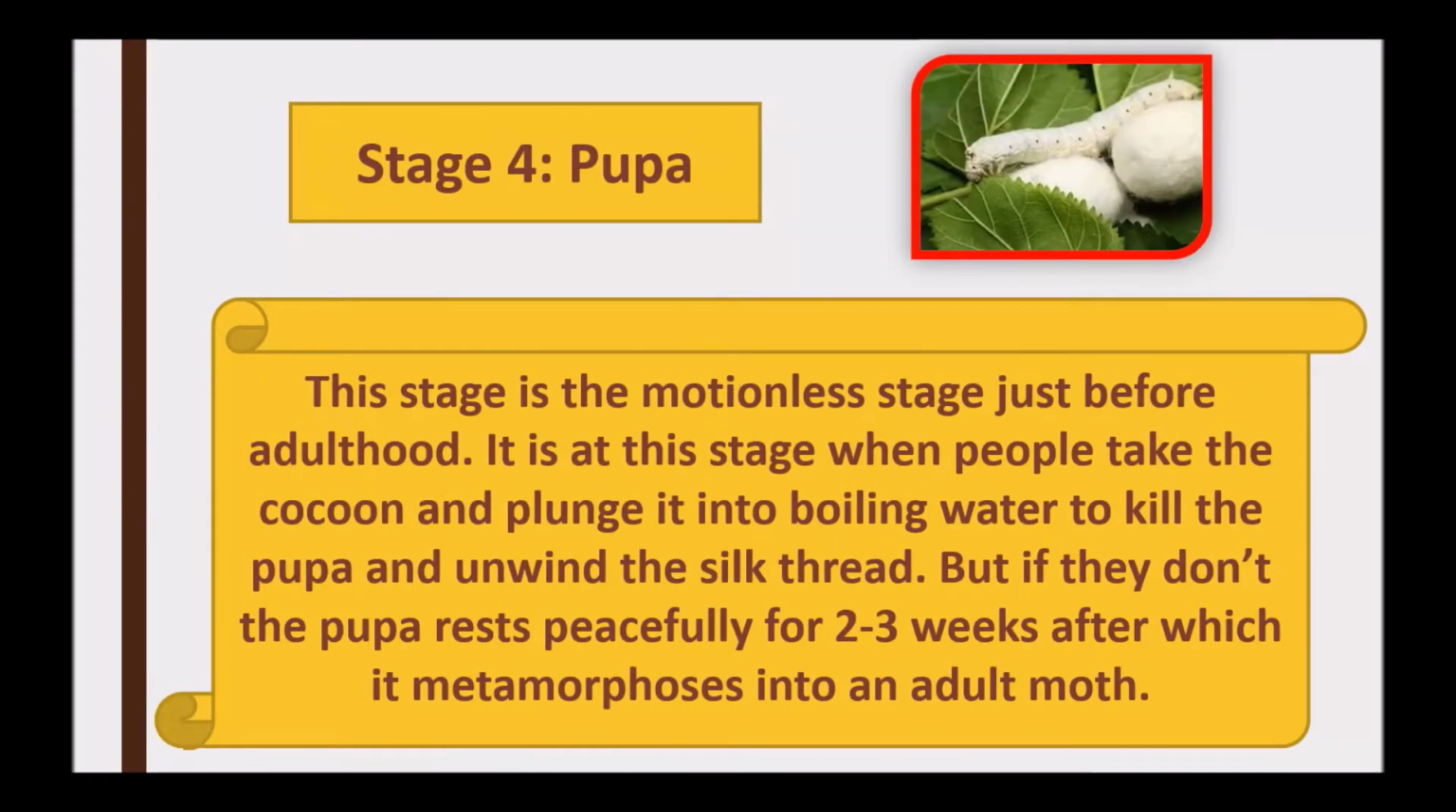The fourth stage is pupa. This is the motionless stage just before adulthood. It is at this stage when people take the cocoon and plunge it into boiling water to kill the pupa and unwind the silk thread. But if they don't, the pupa rests peacefully for 2 to 3 weeks, after which it undergoes metamorphosis into an adult moth.